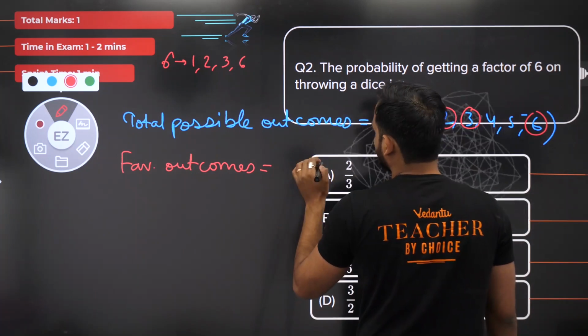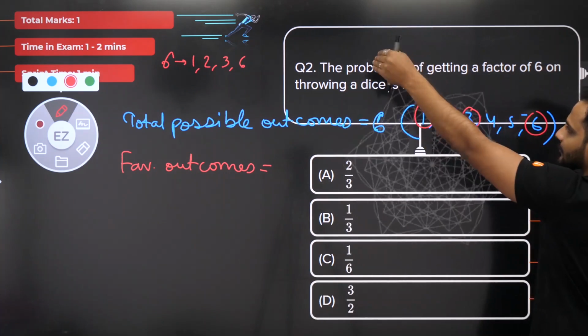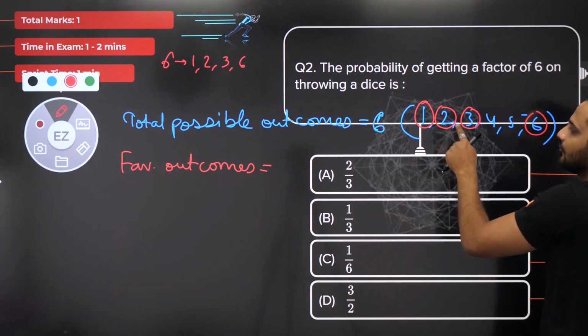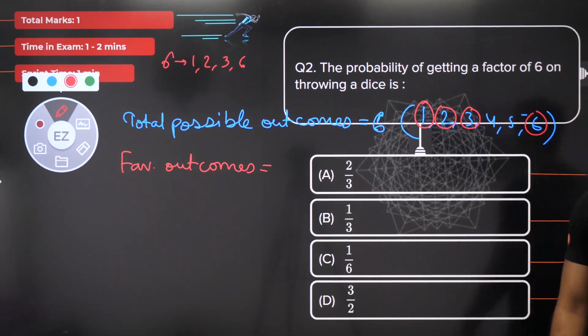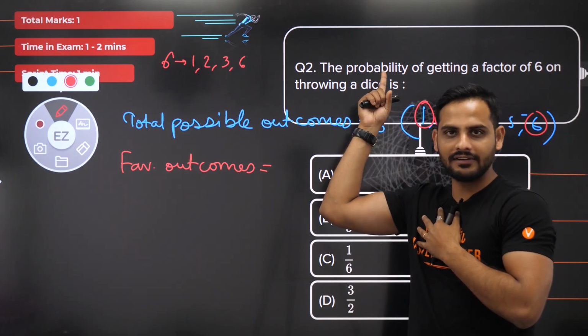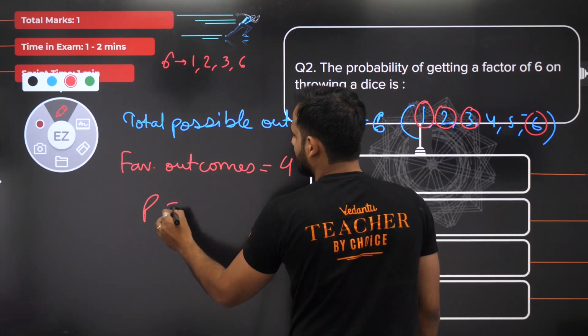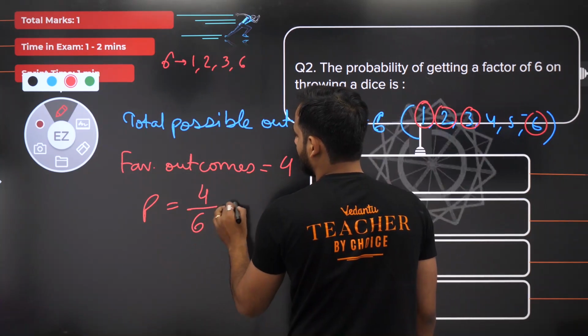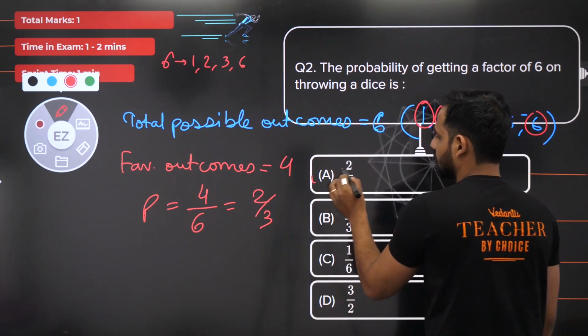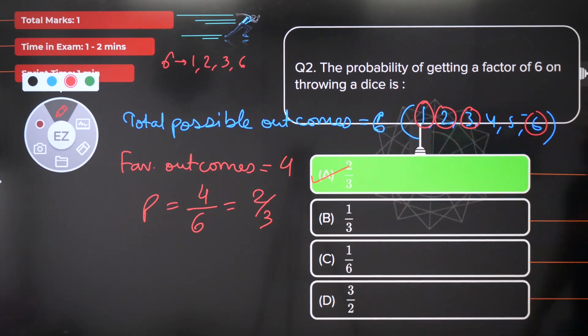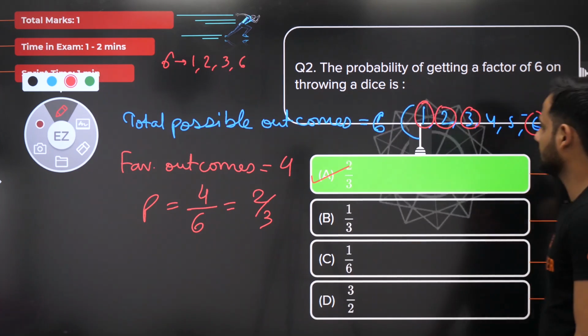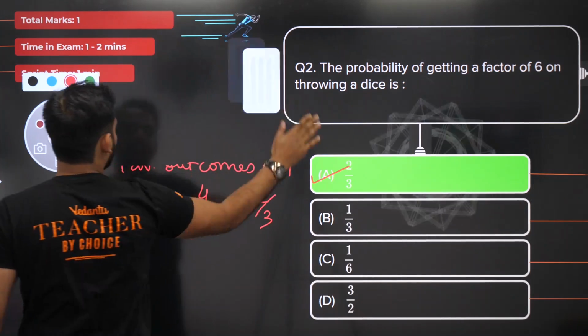So total favorable outcomes: for getting a number which is a factor of 6, if these 4 numbers come, then only my event will happen, then only I will get a factor of 6. So only 4 are favorable to me. So the probability will be equal to favorable outcomes upon total outcomes, which is equal to 2 by 3. So correct answer is option A. Correct answer is what? Option A. Let's move to the next question.